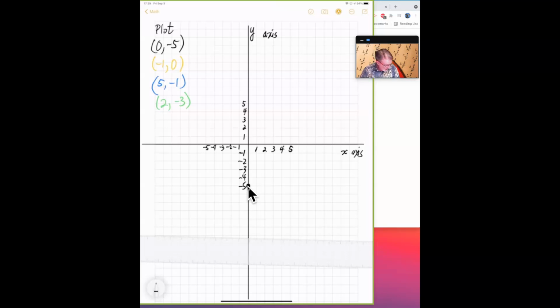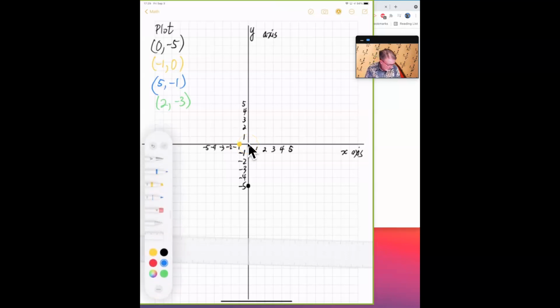Okay. And then let's take a look at the yellow one. We're looking at -1 on the x-axis, so here at -1, and 0 on the y. So we're already at the 0 point on y. So let's just put a yellow mark there at the -1, 0 mark.